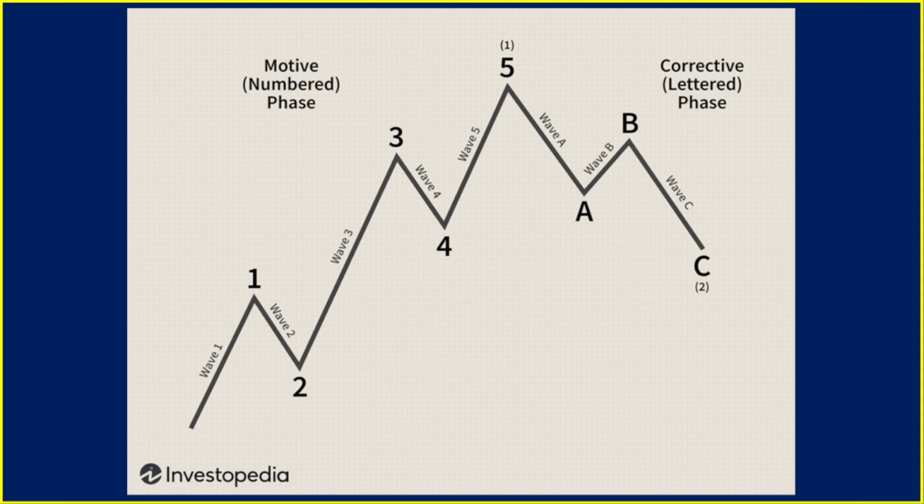And this one consists of 8 waves. Firstly, 1, 2, 3, 4, 5. That's the motive phase. And then the corrective phase, like ABC. Upside and downside. It repeats on and on and on.